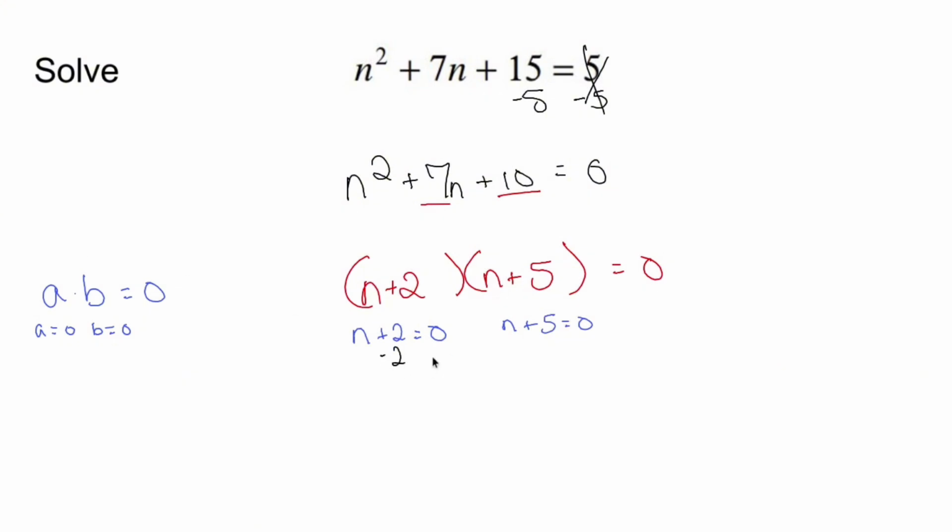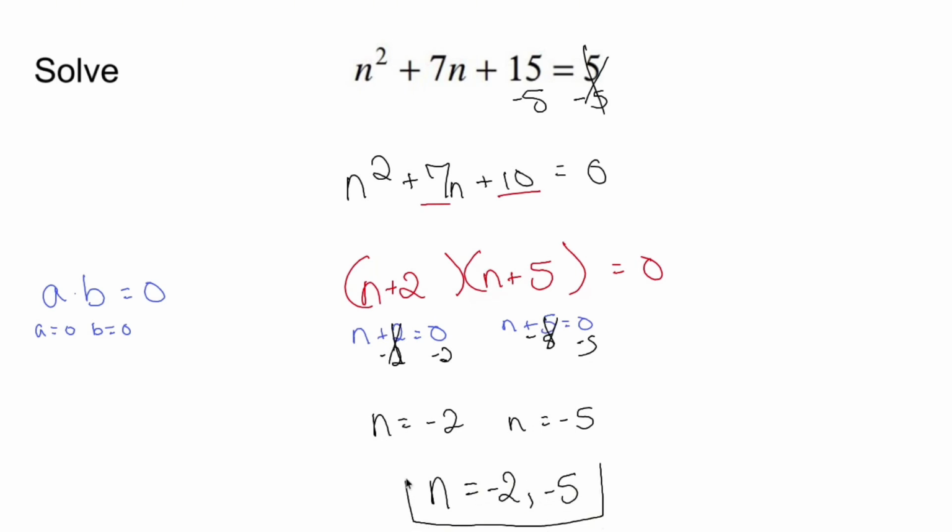Subtract 2 from both sides for that first one, n equals negative 2. So basically, since we had n plus 5, it's just the opposite. And subtract 5 from you, and that's going to be n equals negative 5, basically the opposite. So at the end of the day, I have two answers. n equals negative 2 and n equals negative 5.